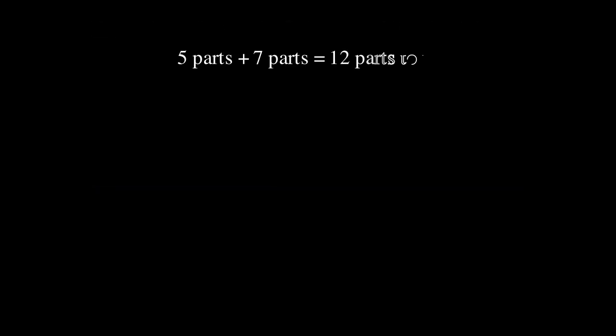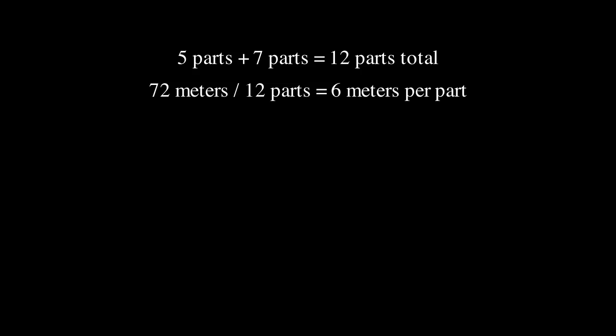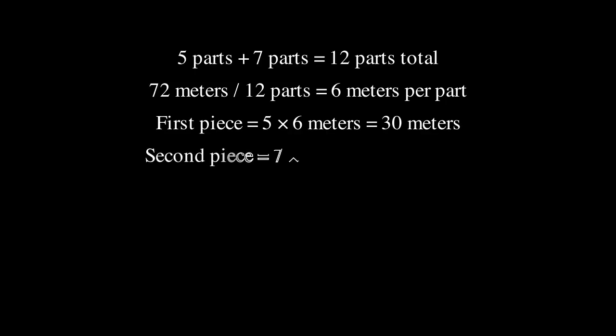5 plus 7 gives 12 equal parts making up the whole rope. We divide 72 meters by 12 parts to find the length of one part. The first piece has 5 parts, so it is 5 times 6 meters, which is 30 meters. The second piece has 7 parts, so it is 7 times 6 meters, which is 42 meters.